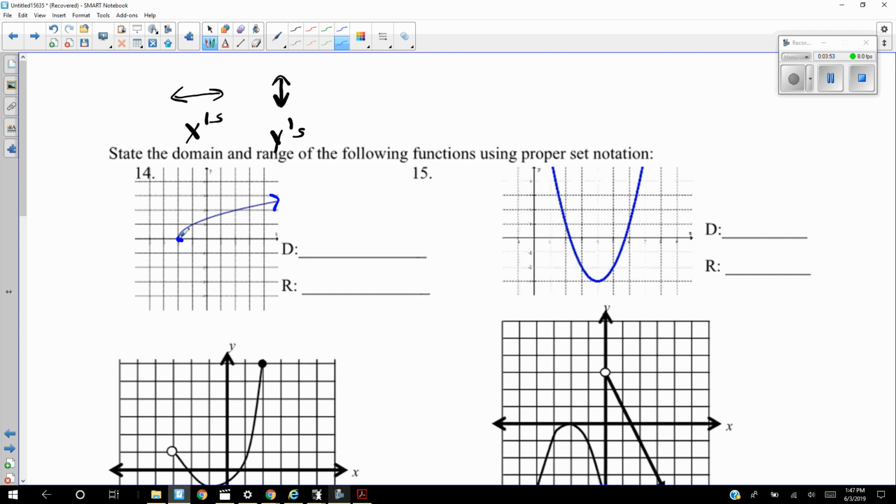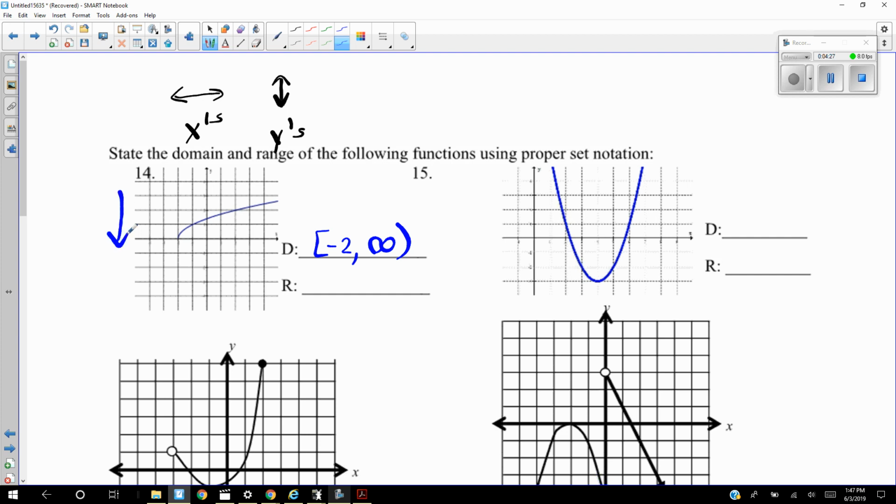I'm going to write my answers in interval notation. You can use set builder, but the answer key is going to be interval. So the leftmost x coordinate is right here, and that x coordinate is at -2. And then it is going right forever, though, from that point. So the domain goes from -2 to positive infinity. Remember, bracket around a number if there's a closed dot, parenthesis around an infinity symbol or an open dot.